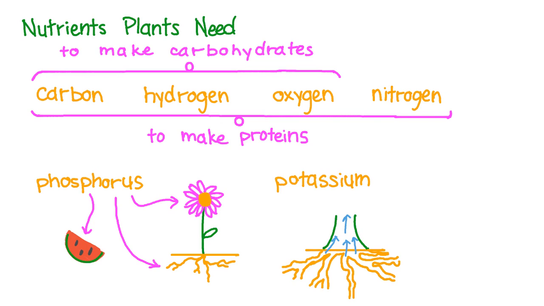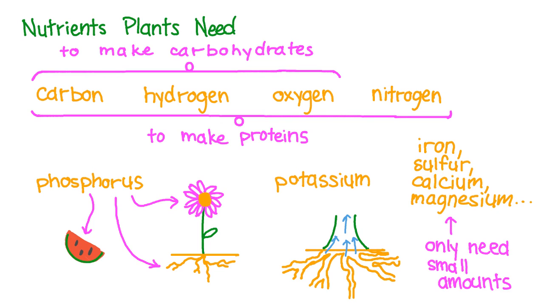The element potassium is important as well, since it helps water and nutrients move through the plant. And there's plenty of other elements that plants need, like iron, sulfur, calcium, and magnesium. But plants only need small amounts of these, so we don't need to worry about supplying these elements through fertilization. We also don't need to supply the plant with carbon, hydrogen, or oxygen.